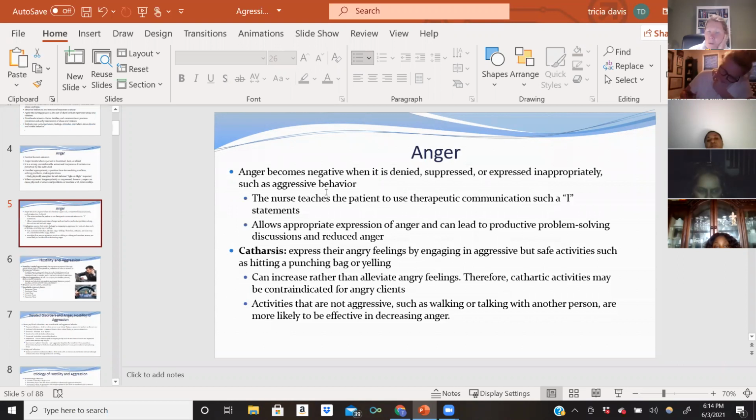So when anger is denied, so when we don't have the opportunity to talk about it, if we are not able to express ourselves, or if we suppress anger, or if we express it in an inappropriate way, such as aggressive behavior, that is when anger is viewed as negative.